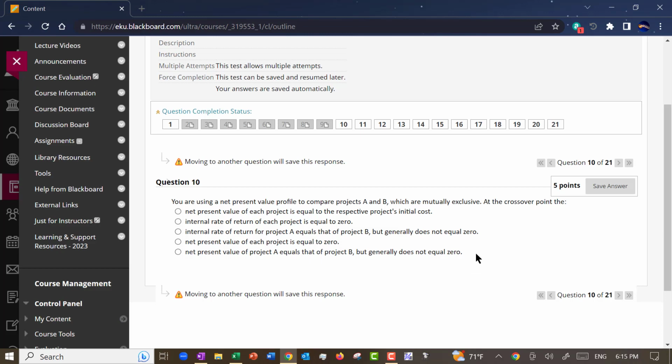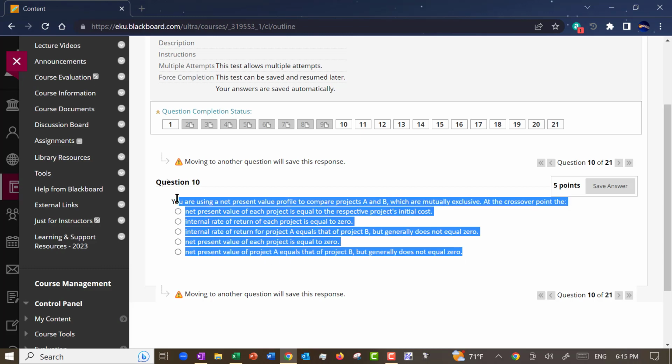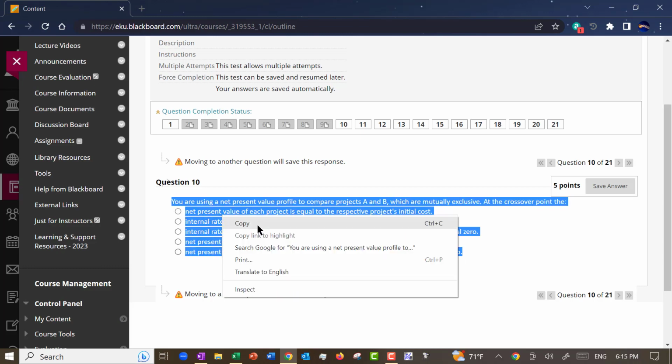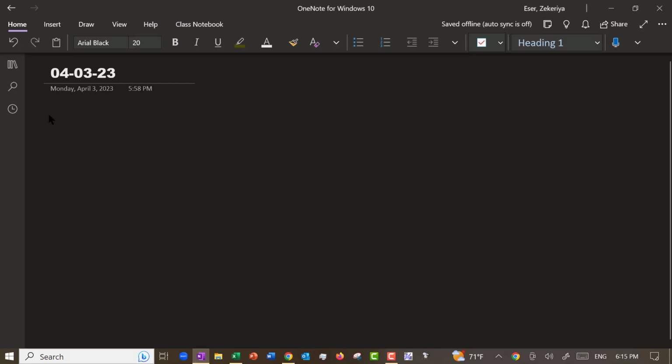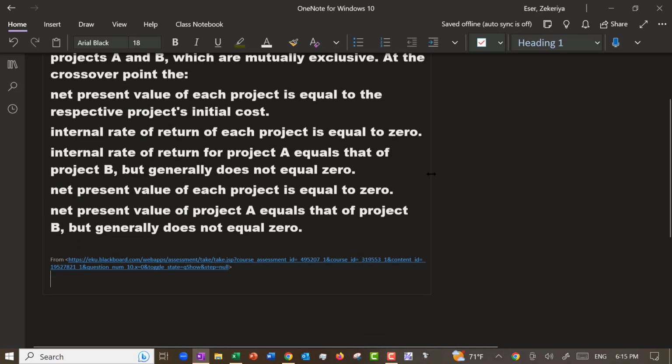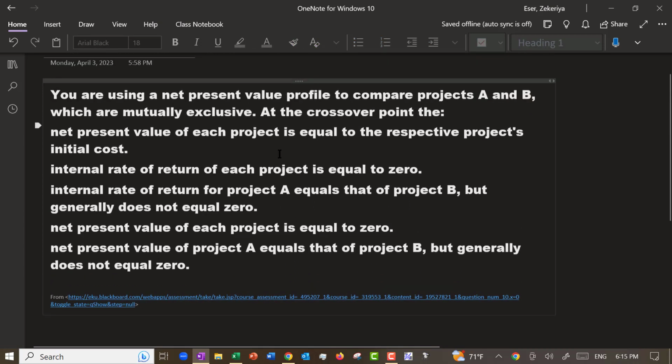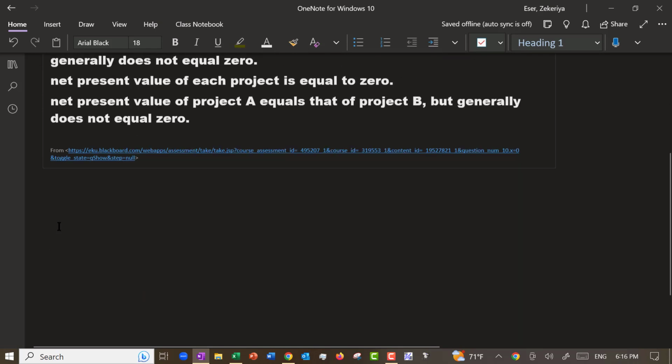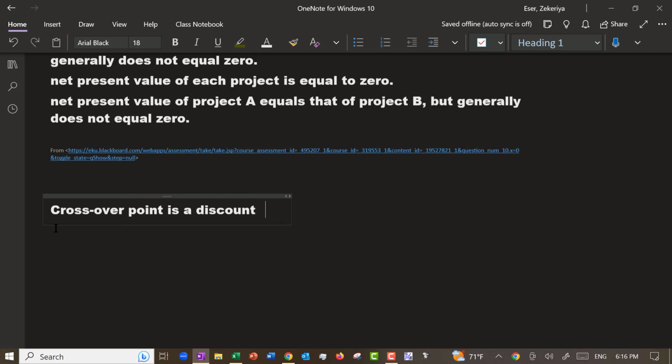We haven't talked about this, but this is a definition in the book, so let me copy this to the notes. What a crossover point is: a discount rate such that NPV of two competing projects are equal.